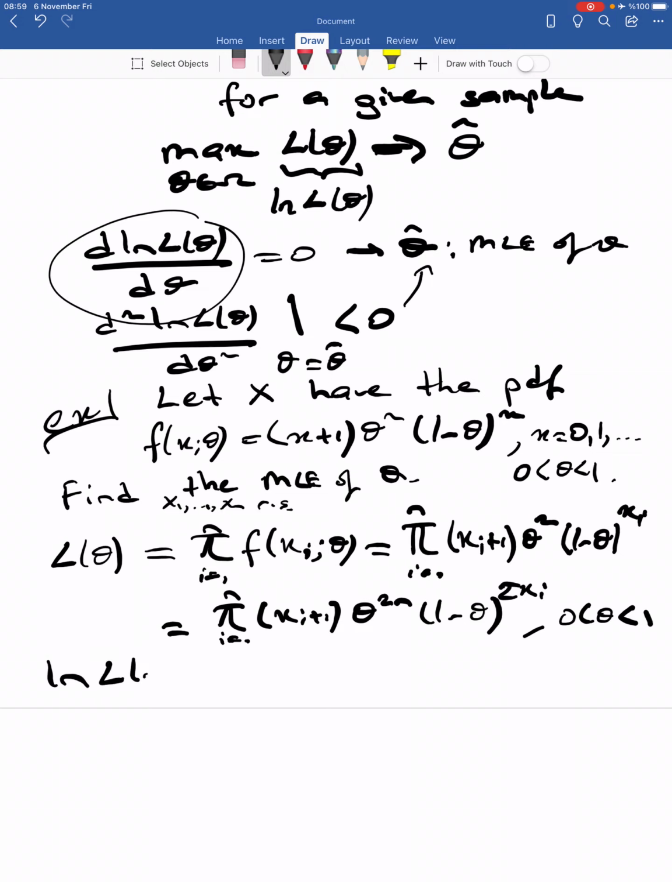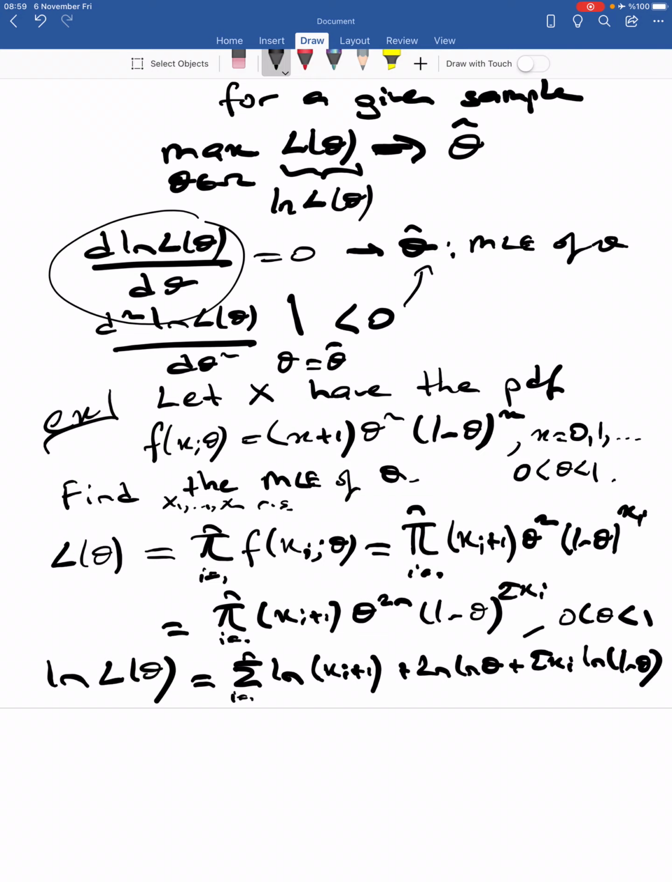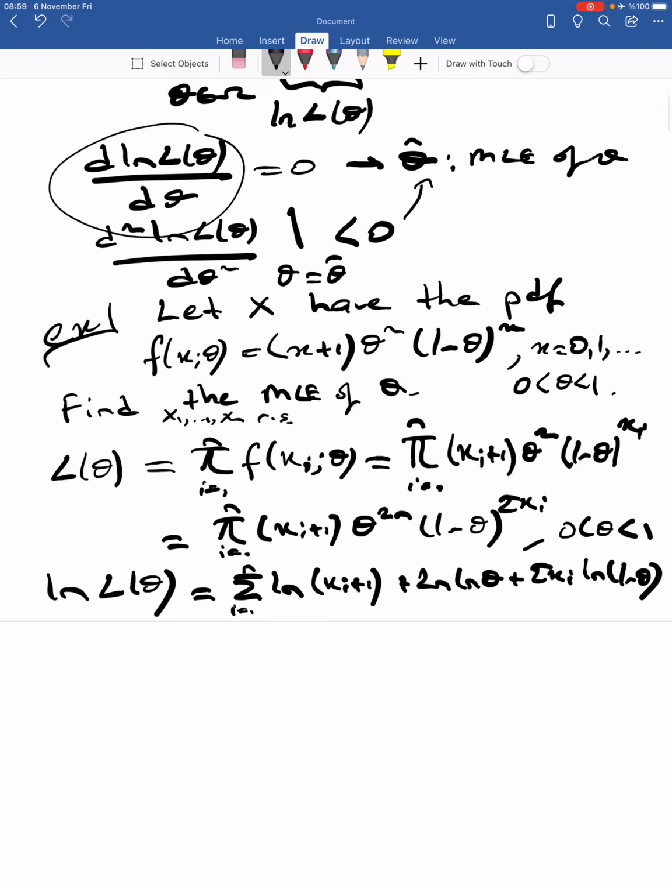So to make the calculations easier, find the log likelihood function. Ln of a multiplication gives us a summation of ln's, plus 2n ln theta plus summation xi ln(1 minus theta). Okay, so we obtain the log likelihood function, and then take the derivative with respect to theta now.